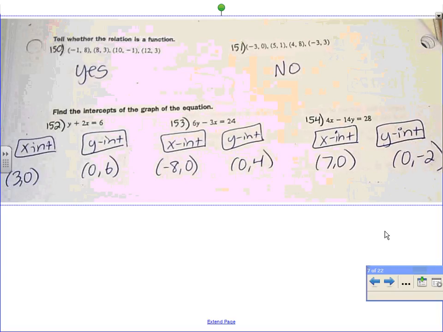Yep. Yeah, that's okay. That's fine. Just know if you had to graph it that you know what the ordered pair is. But no, I'm definitely okay with that.